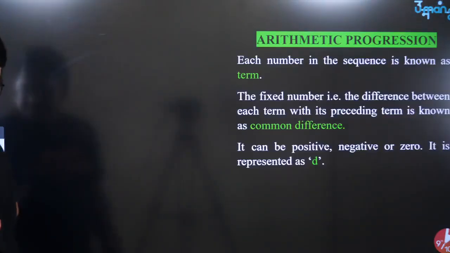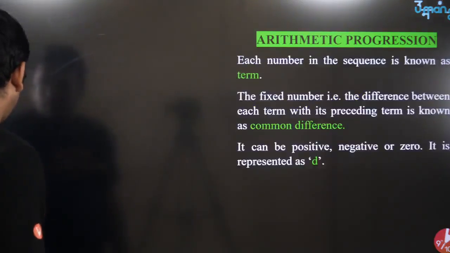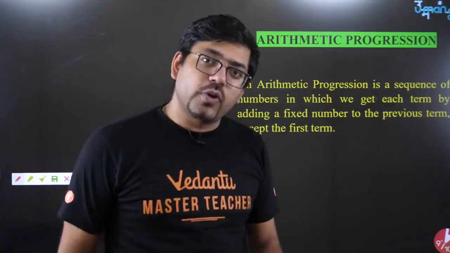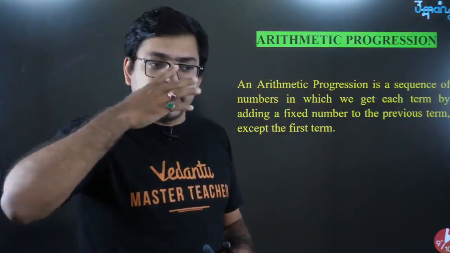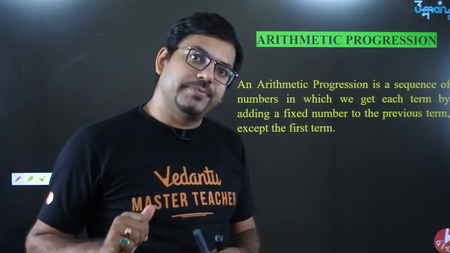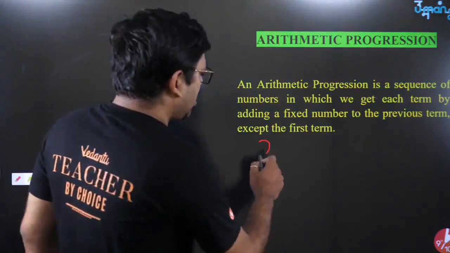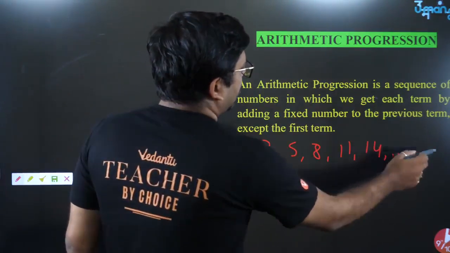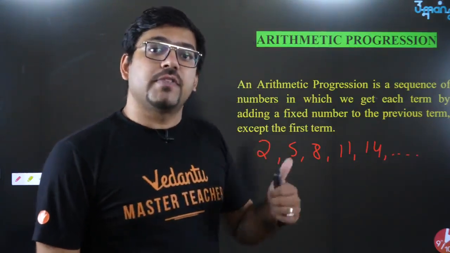So my lovely students, what is an arithmetic progression? You should always have a clear thing in your mind that it is any series where every term is at a fixed distance from the preceding term. Let me take an example: 2, 5, 8, 11, 14 and so on. This is a series. Here, every term is at a fixed distance from the preceding term.